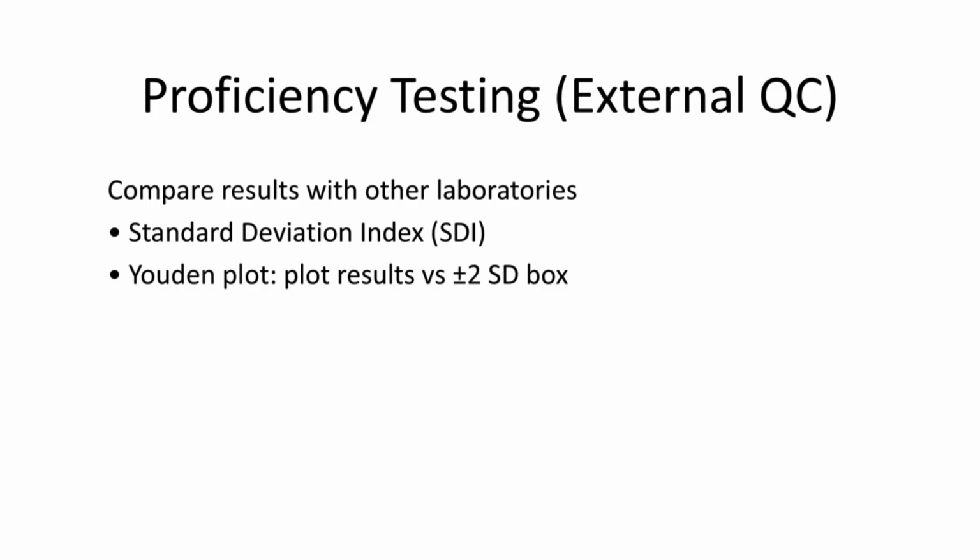Another tool is the Youden plot, where Level 1 control results are plotted on the x-axis and Level 2 control results are plotted on the y-axis. A plus or minus 2 standard deviation box is drawn, and your laboratory's results should fall within that box.